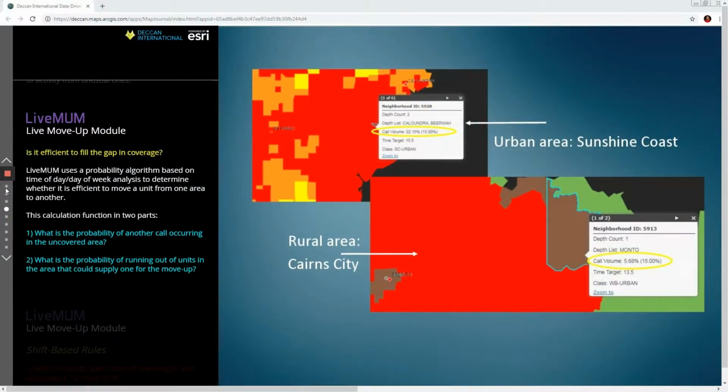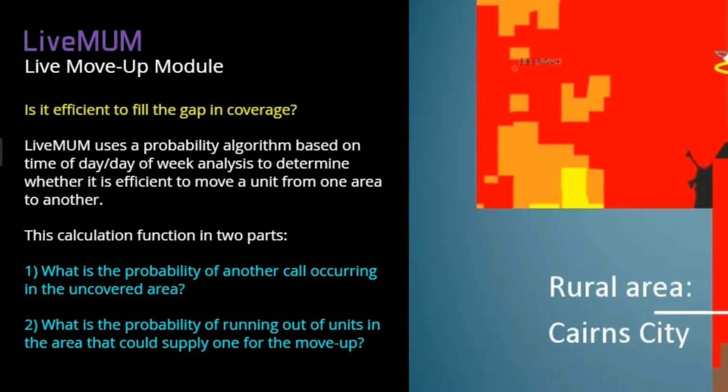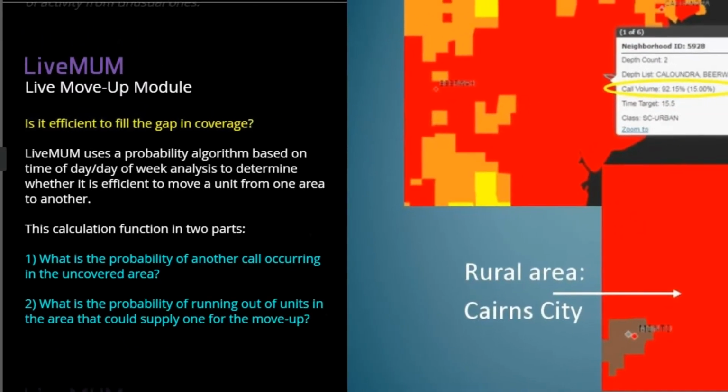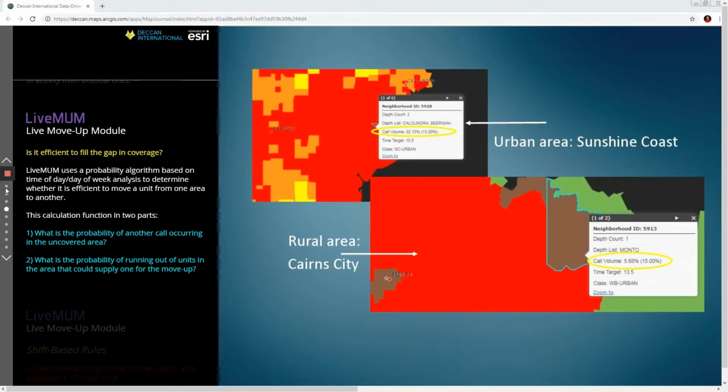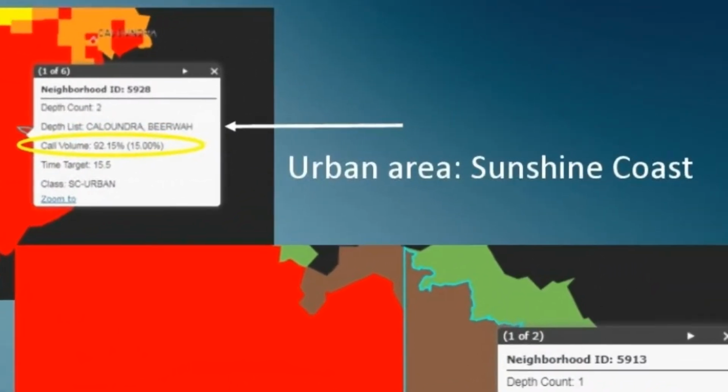In addition to considering the location of ambulances and the amount of time they will be unavailable for, LiveMUM also considers the incident volume of an uncovered area before offering a move-up. For example, let's review the coverage gap created here around Caloundra and Birtinya. This area is a depth of 2, and there are no ambulances at either station. Before recommending a move-up, LiveMUM assesses what time of day, day of week, and season it is to determine the likelihood of a new call occurring in the zone.